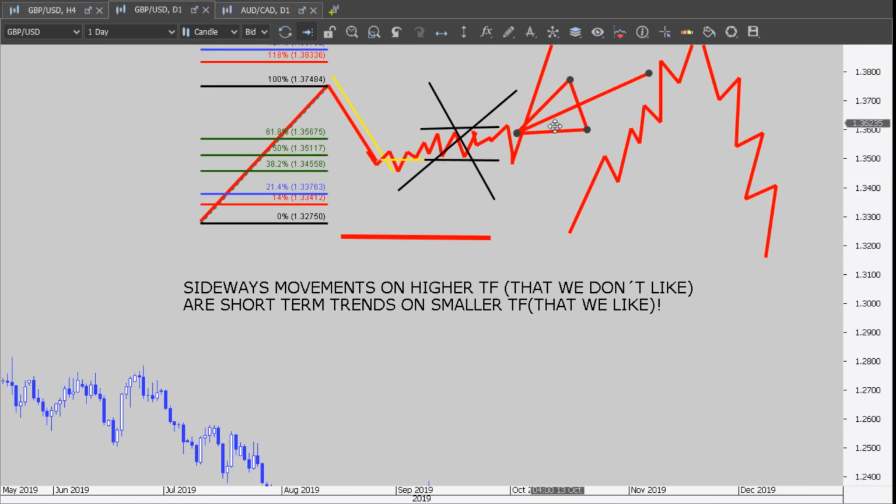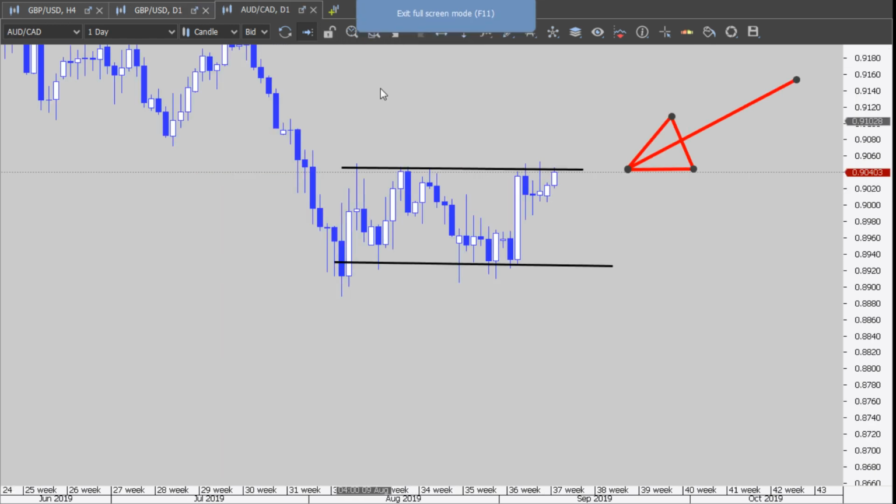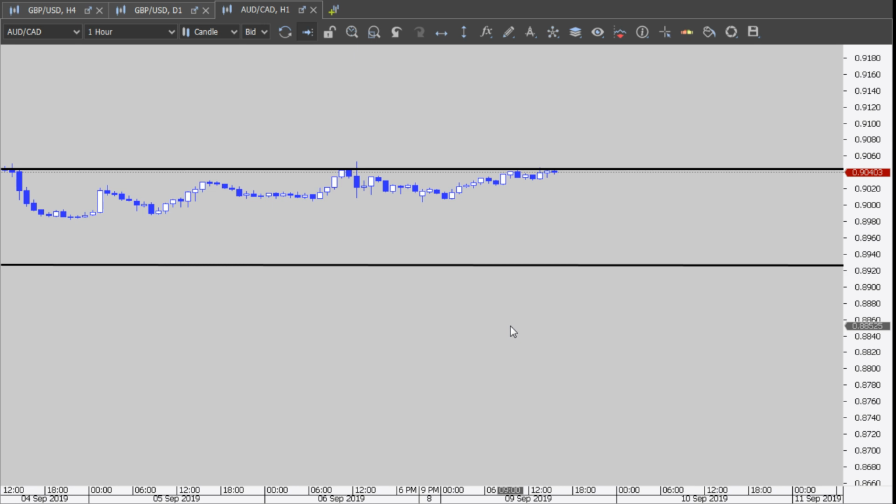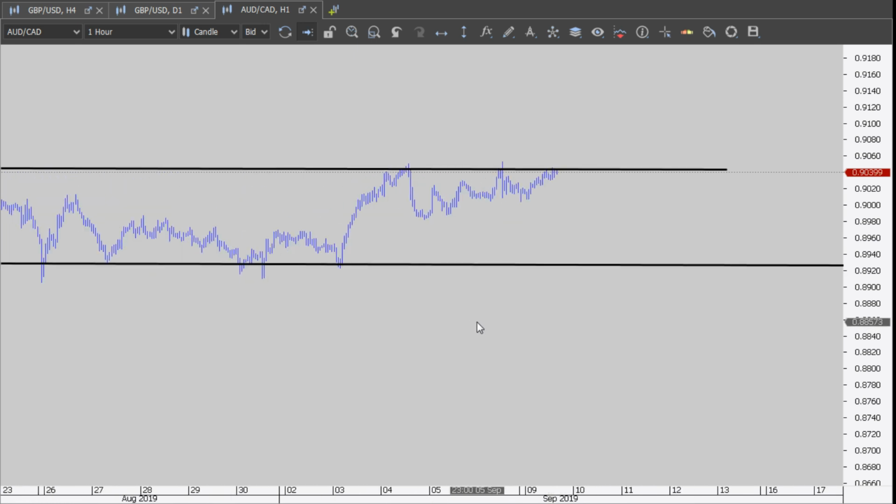Why? Sideways movements on higher time frames we don't like, right? It's risky. Short-term trends on smaller time frames we like. We know how to enter inside the trends. So this is the AUDUSD daily chart. Let's go on the 1 hour chart. Let's compress the chart.